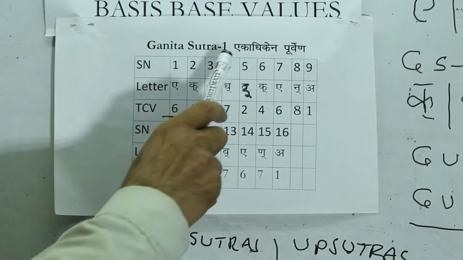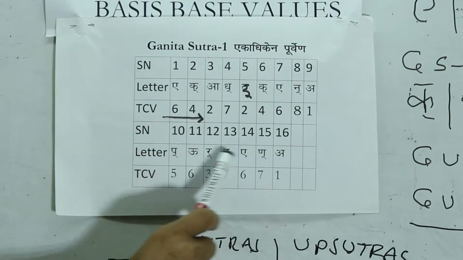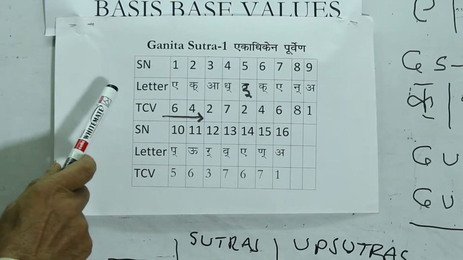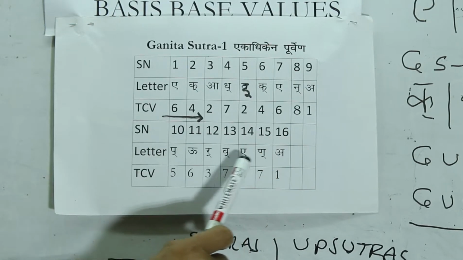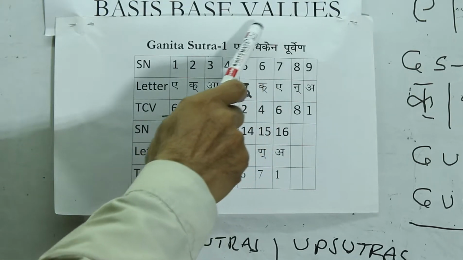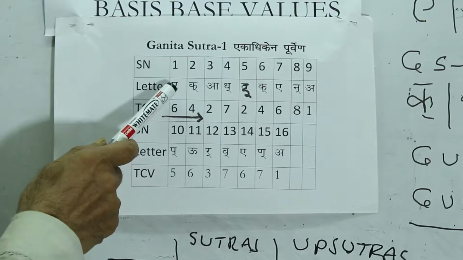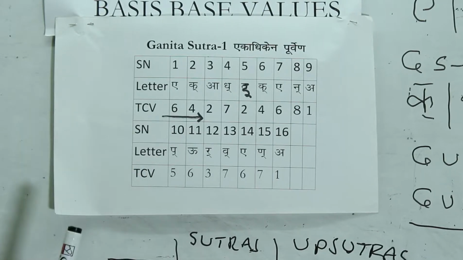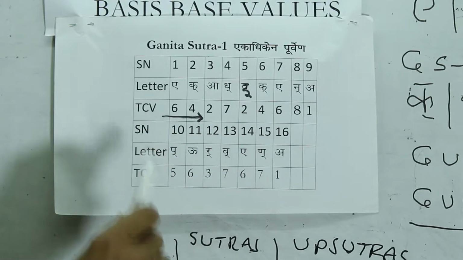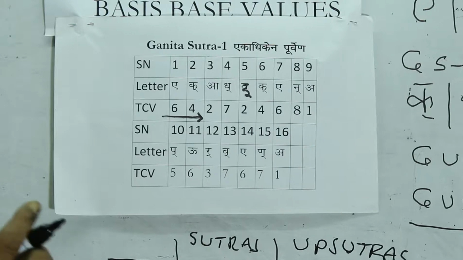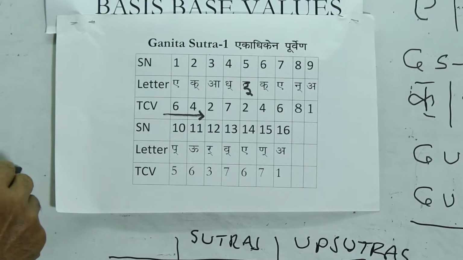scripture. This scripture is of 16 steps. 16 processing steps are there. These 16 processing steps are parallel to values and formats of 16 letters being availed for composition of hymn Sutra Eka Adhiken Purven. The first letter A of TCB value 6 is the structural key of Ganita Sutra 1 itself. The Ganita Sutra 1 with its structural key 6 at next step takes us to value 4.